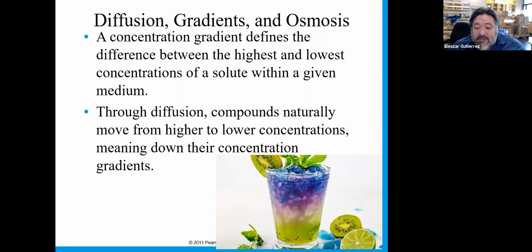And then they pour this nice and slow, and then as it sits there in front of you, what takes place? Diffusion. So the green runs into the yellow, runs into the purple, runs into the blue, and you end up with this nice little stratification of colors. So through diffusion, compounds naturally move from higher to lower concentrations, meaning down their concentration gradients. There. Now that I've completely blown everybody's attention by thinking about a delicious little drink, let's move on.